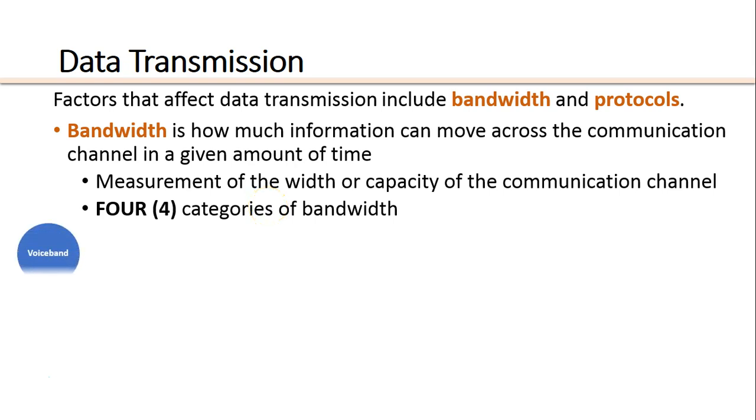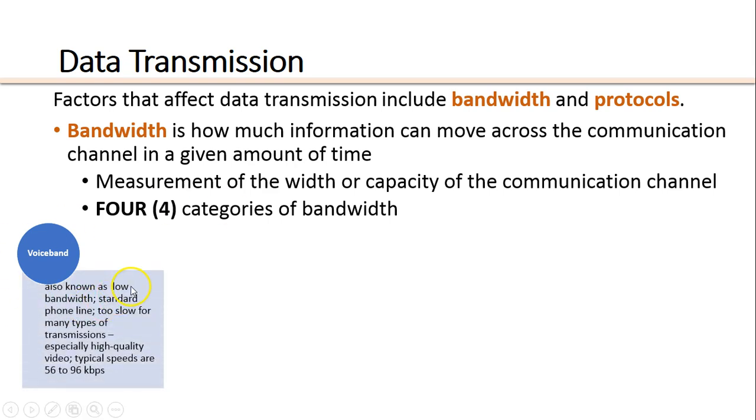The first one is voice band, also known as low bandwidth. Standard phone line is too slow for many types of transmission, especially high quality video, because speeds are between 56 to 96 kilobit per second.